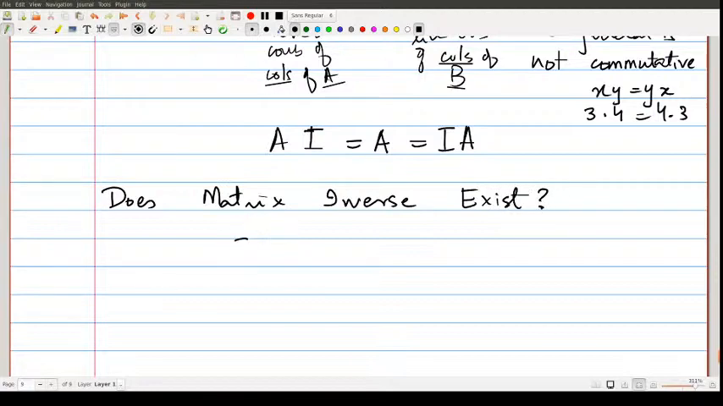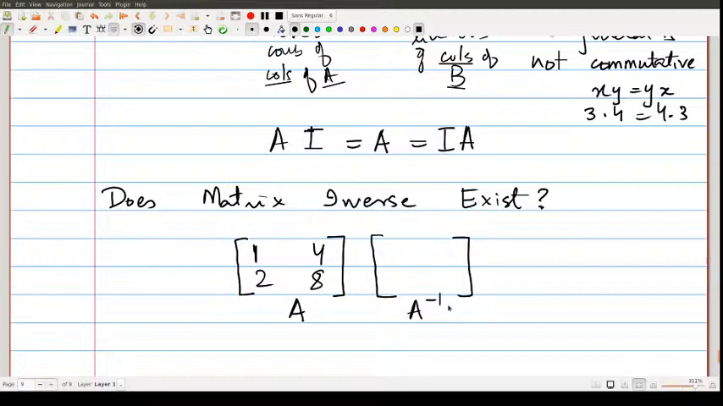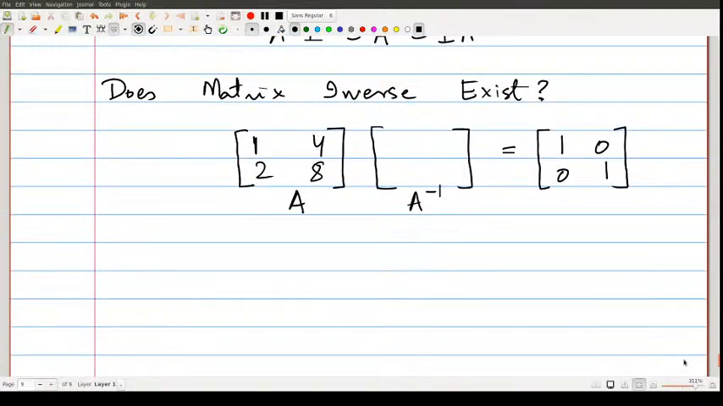Let's talk about a matrix. Let's say I have the matrix with rows 1, 4 and 2, 8. Let's look at this matrix, and let's say I'm trying to find an inverse. This is matrix A, and this is matrix A inverse. The result that I want is the identity matrix 1, 0, 0, 1. Those of you who know something about 2x2 matrices will immediately have seen that this matrix is not going to have an inverse.